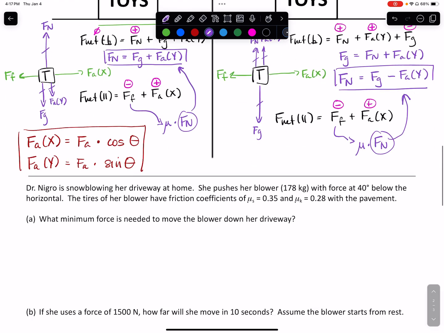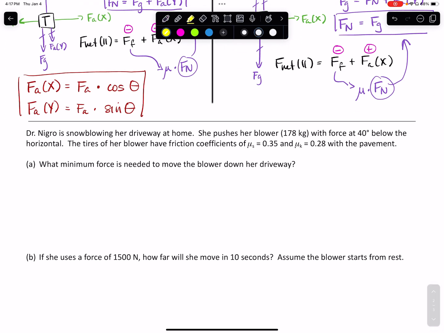All right, so let's try. Dr. Nigro is snowblowing her driveway at home. She pushes her blower, which has a mass of 178 kilograms, with a force at 40 degrees below the horizontal. The tires of her blower have friction coefficients of 0.35 and 0.28 with the pavement. What is the minimum force needed to move the blower?